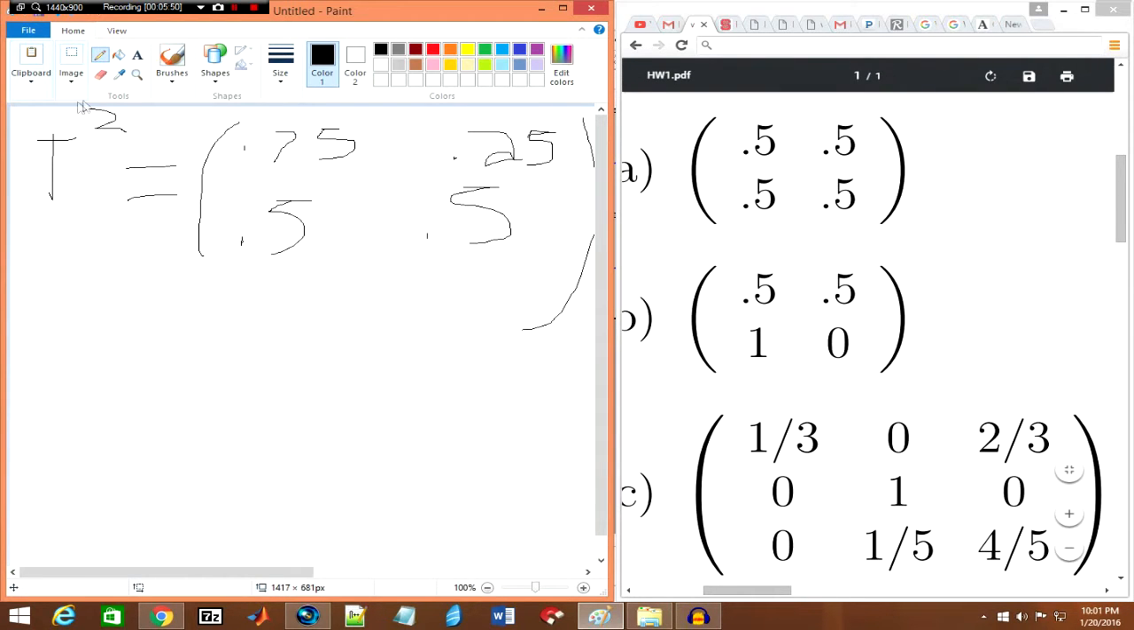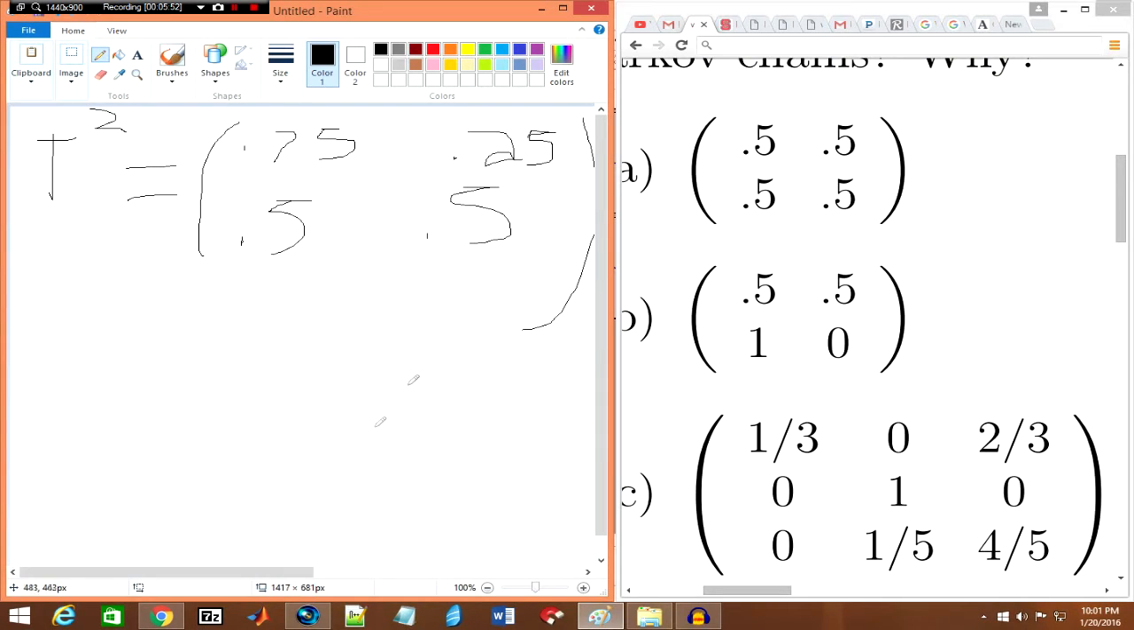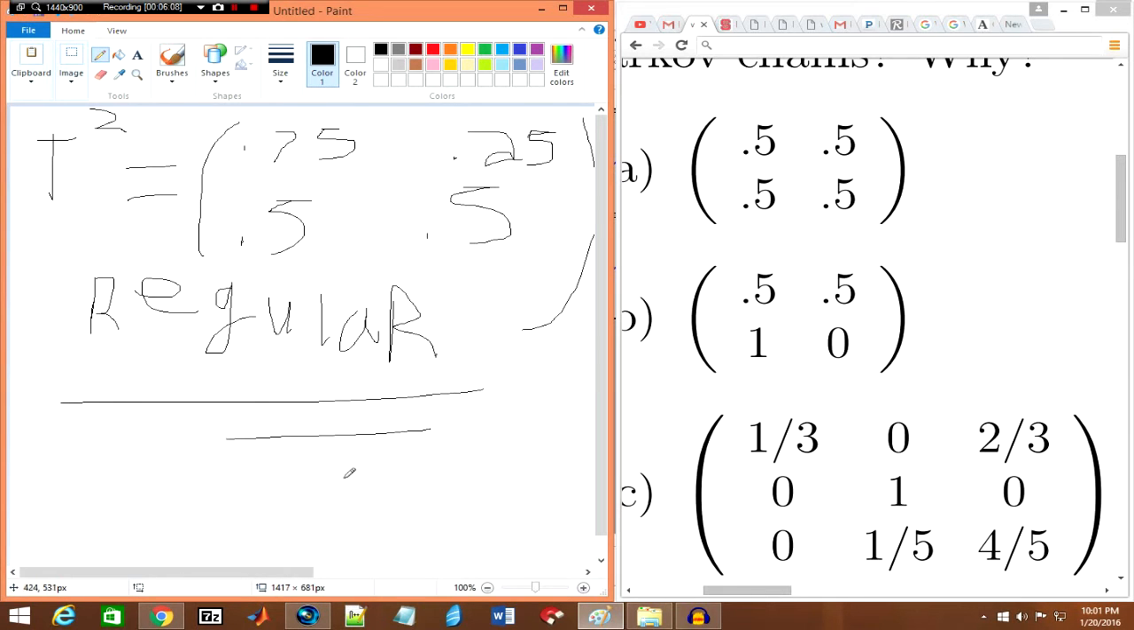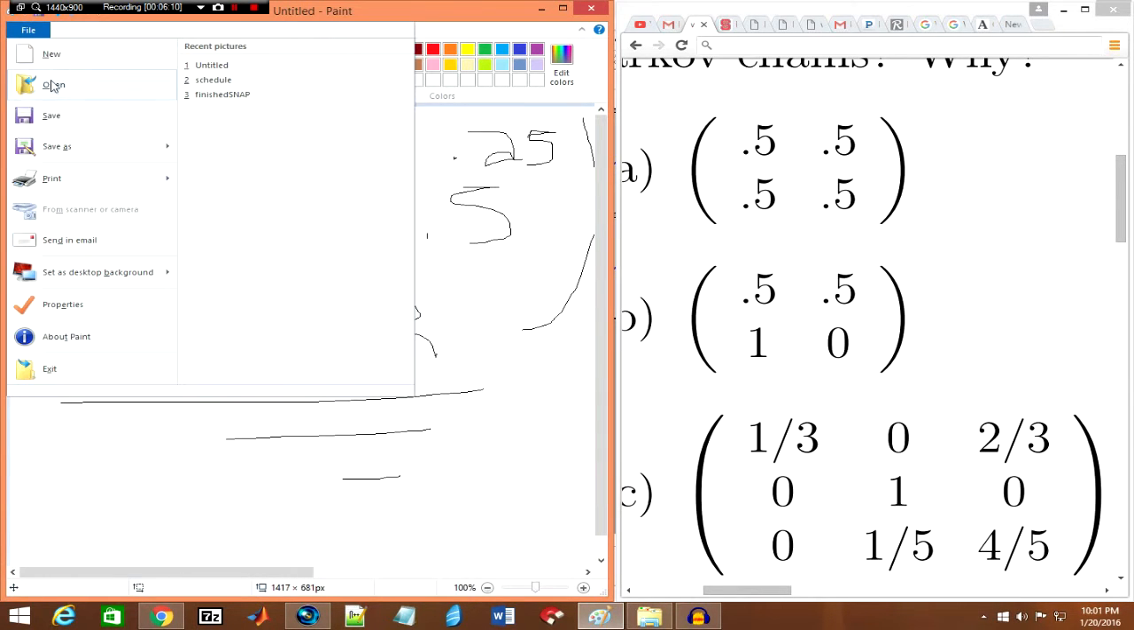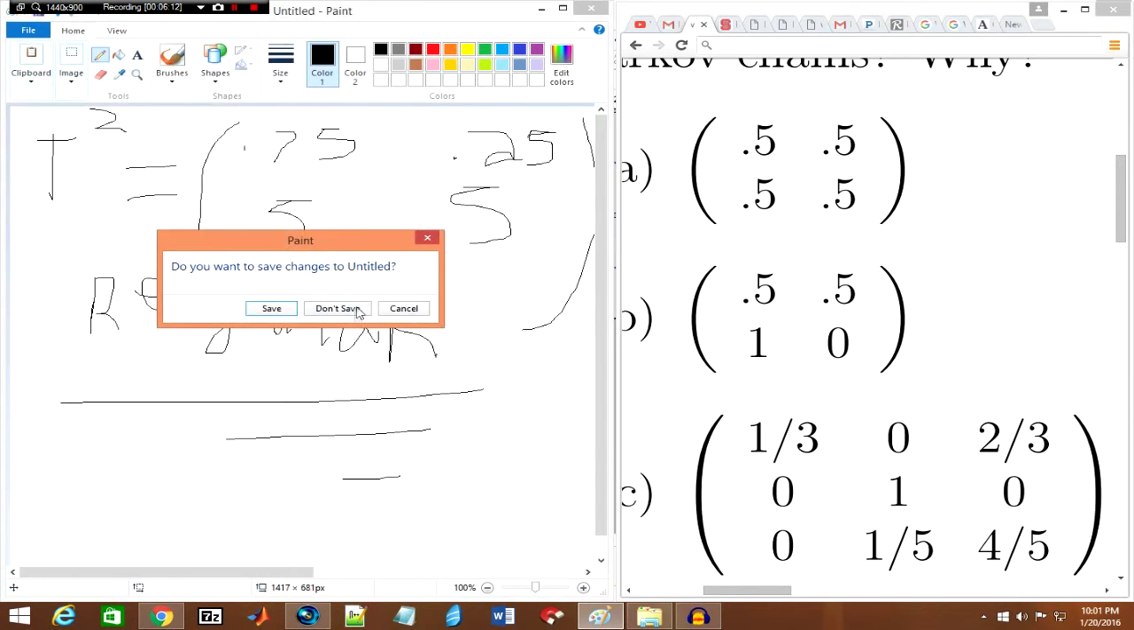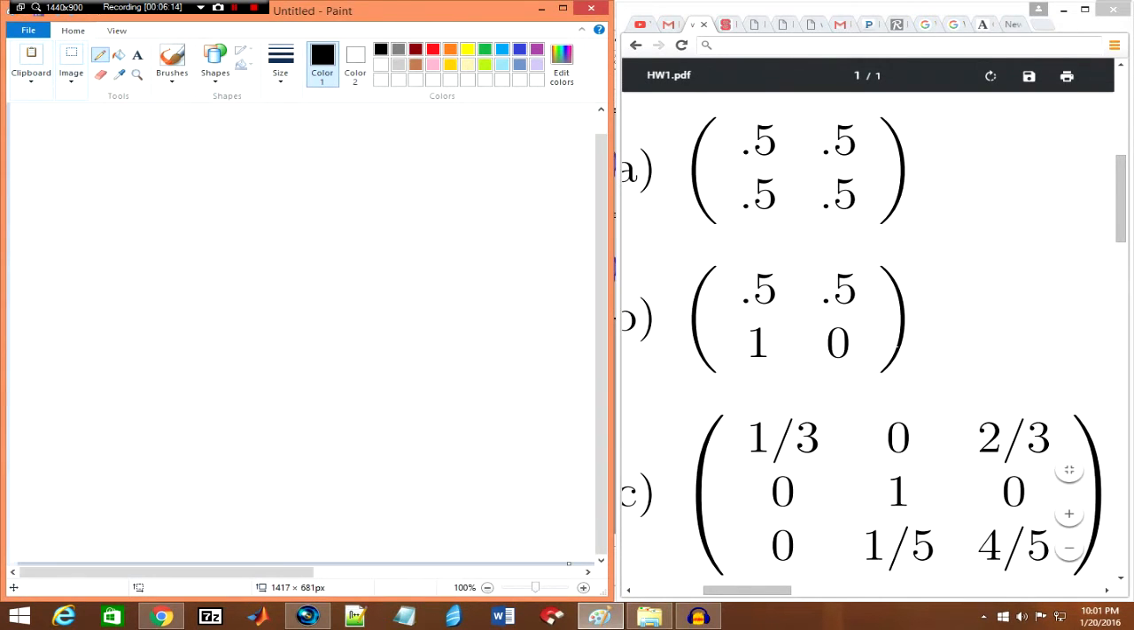Therefore, since the second power of this matrix is a strictly positive matrix, there are no zeros, there are no negative numbers, therefore it is a regular matrix. Regular matrix. Regular. In my terrible handwriting. Alright, so that goes for that problem. And I'm going to go through these problems really quick because they're easy.